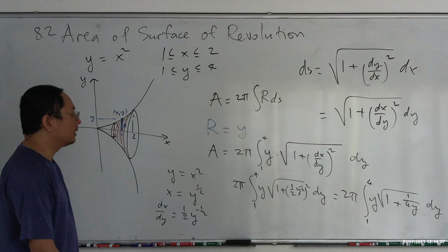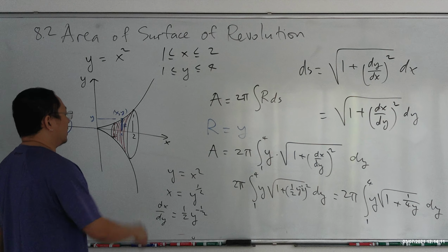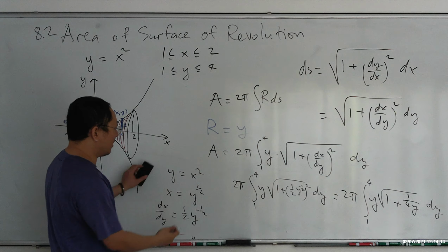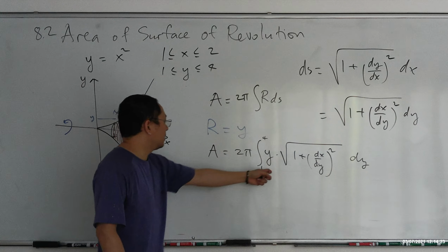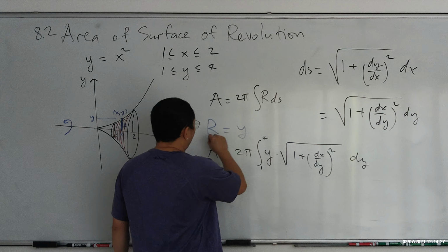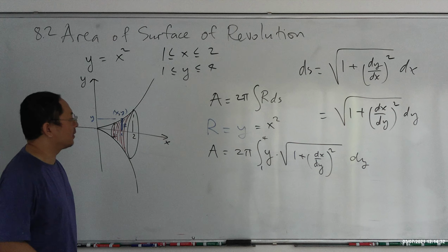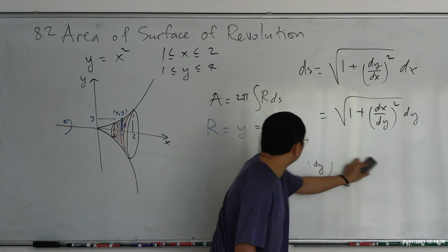Question. What if I don't want to do dy? I don't feel comfortable with dy. Can I convert everything to x? The answer is yes, you can do that too. Same problem right here. If you have this dy and you don't want to calculate everything in terms of y, you can convert things to x. What is y? y is x squared, right? So r equal to y, which is equal to x squared, because y equals x squared.